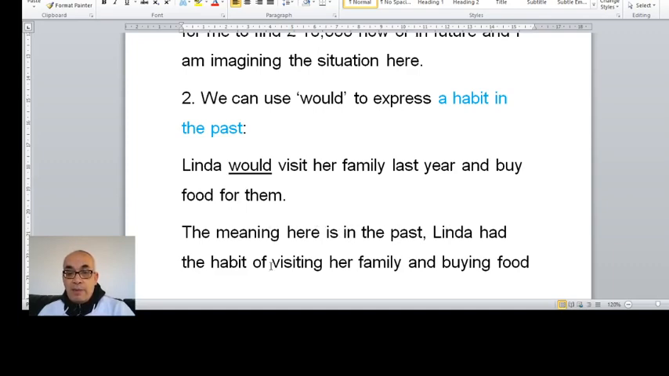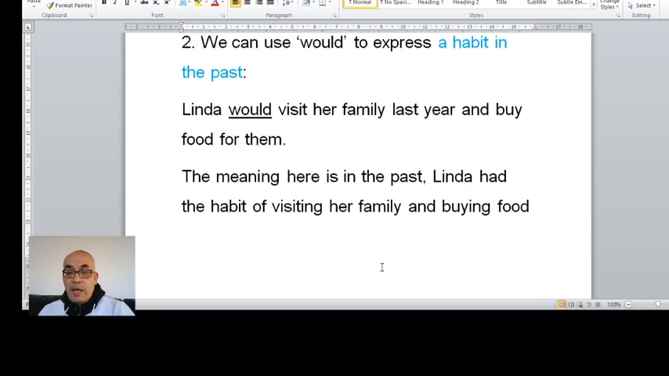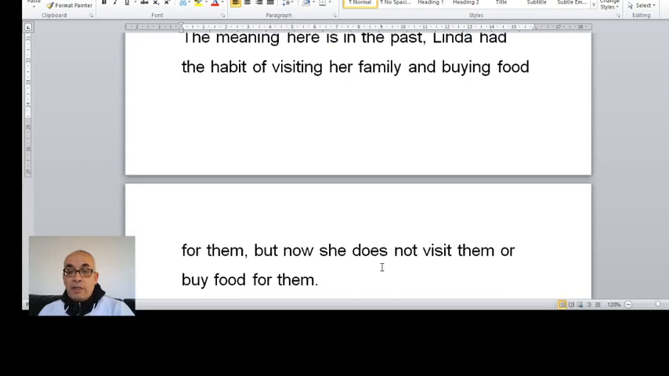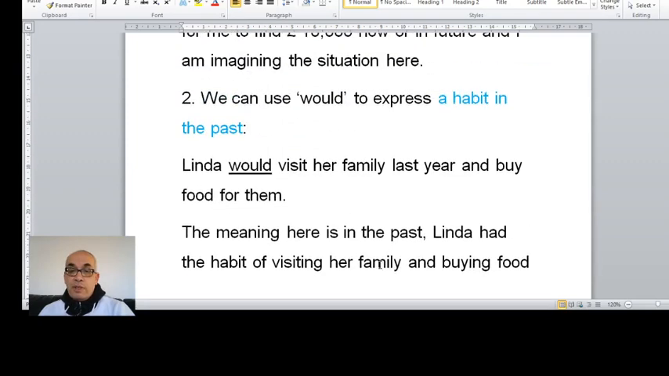Linda had the habit of visiting her family and buying food for them, but now she doesn't visit them or buy food for them. So Linda would visit her family. This means in the past, Linda visited her family and bought food for them. This was a habit which happened in the past and finished in the past. So would is used for a habit in the past.